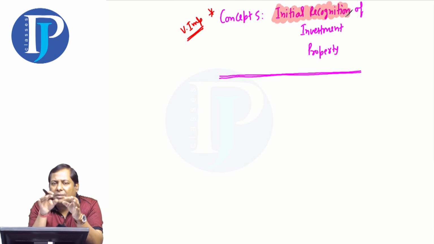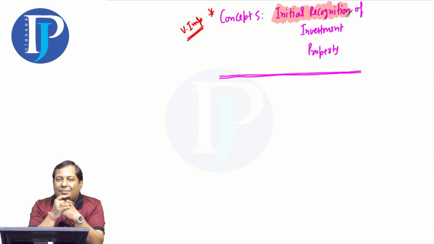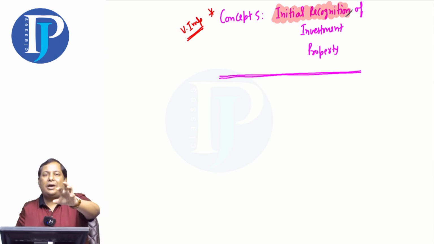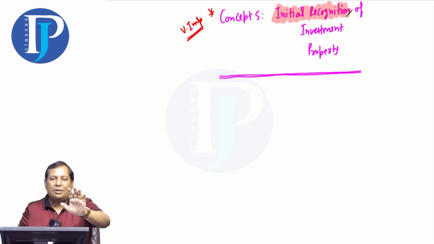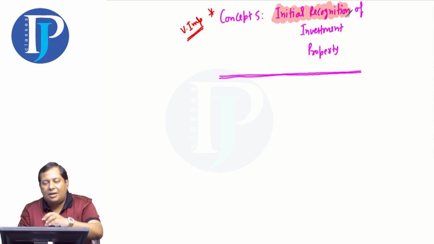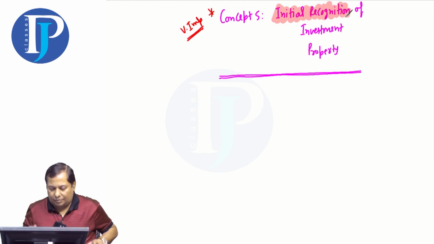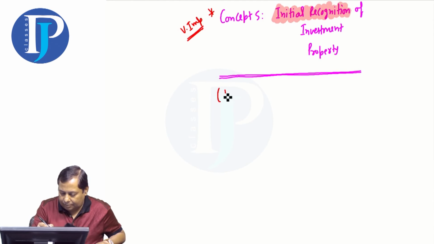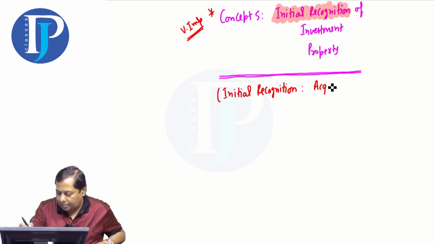So what would be the first entry for an investment property? It will be to purchase. So let me tell you, when we acquire an investment property, first purchase, it will be converted to asset. So here, indirectly, I'm talking about acquisition. Initial recognition means acquisition of investment property.